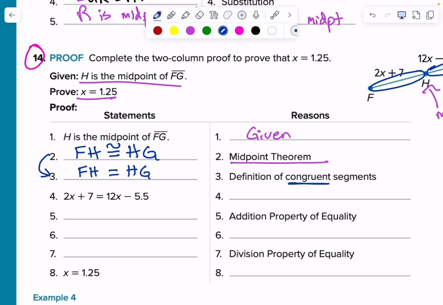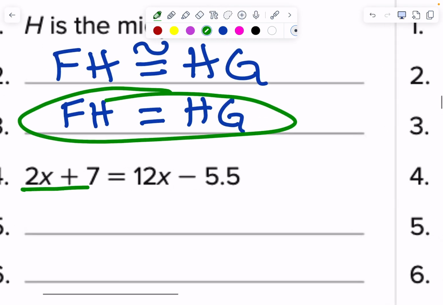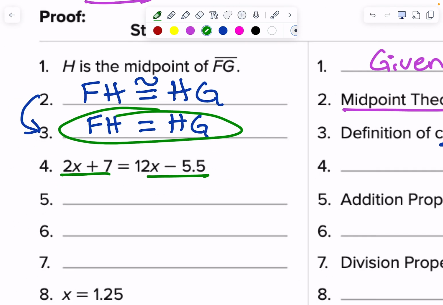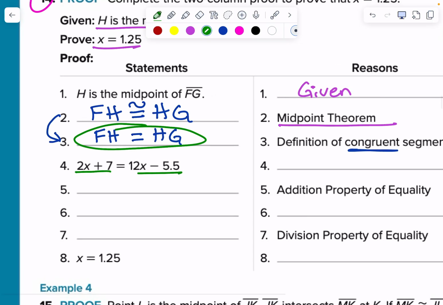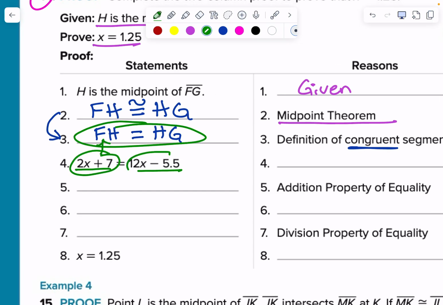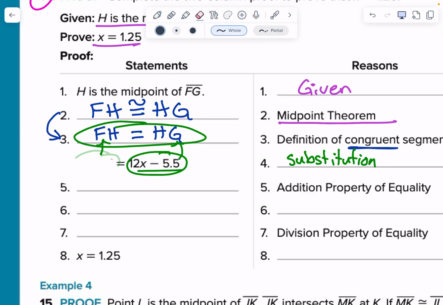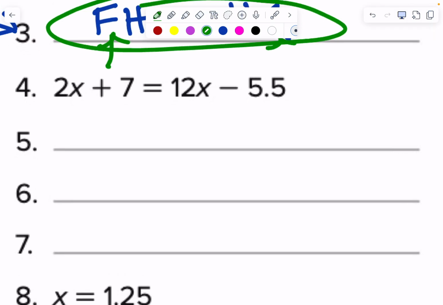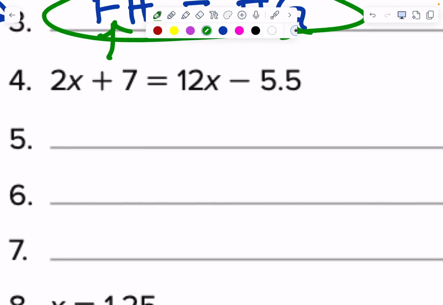Now, how do I go from this step where I have the F's and the H's and the G's and all the stuff to these 2 things being equal? Substitution. We plugged these guys in for FH and these guys in for HG. Yeah, that's substitution. Substitution. I'm plugging stuff in. Okay, now we're to here. We're to number 4. Now what shall we do?